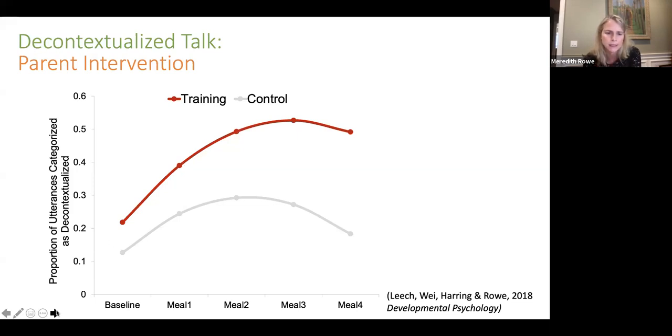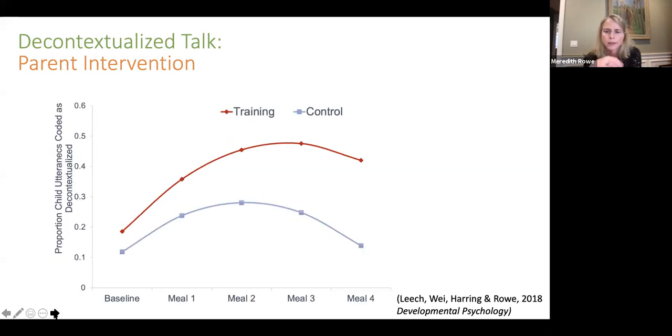And then the most exciting part, and not super surprising, but what we were hoping for, is that we saw the same thing with the children, right? So the children can handle it, they engage in those conversations, and then they start producing these more interesting, abstract, complex utterances themselves.